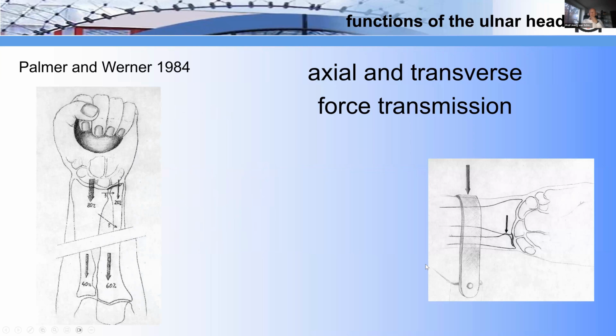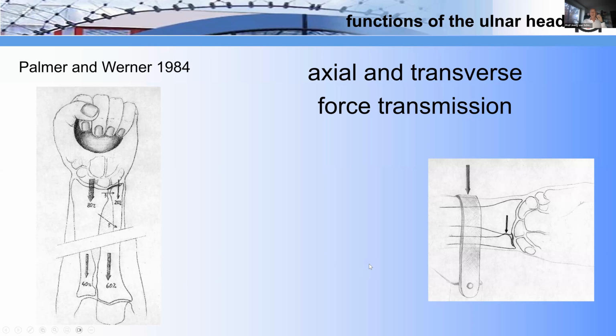The other anatomical function is force transmission, again in the axial direction and in the transverse direction. We know from the old studies from Andy Palmer and Werner from 1984 that in the wrist joint we have about 80% of the axial force transmission on the radial side and about 20% on the ulnar side. This is the opposite way around at the elbow joint, where 60% of the force transmission goes on the ulnar side and only 40% on the radial side.